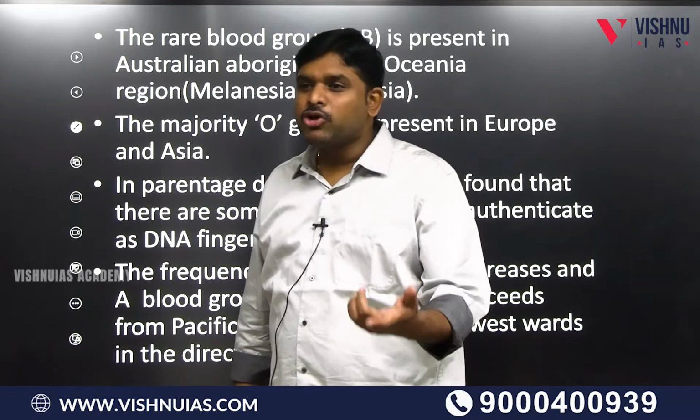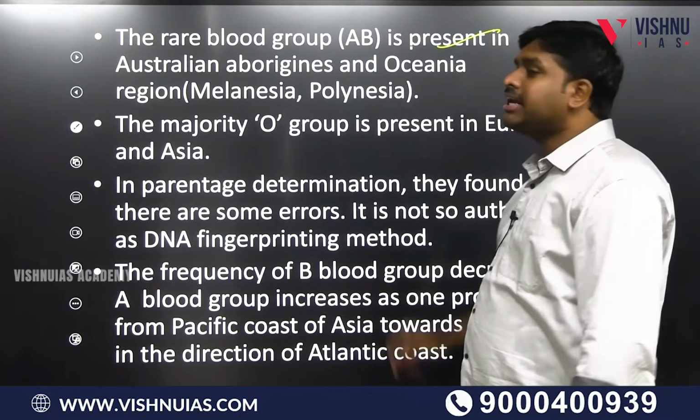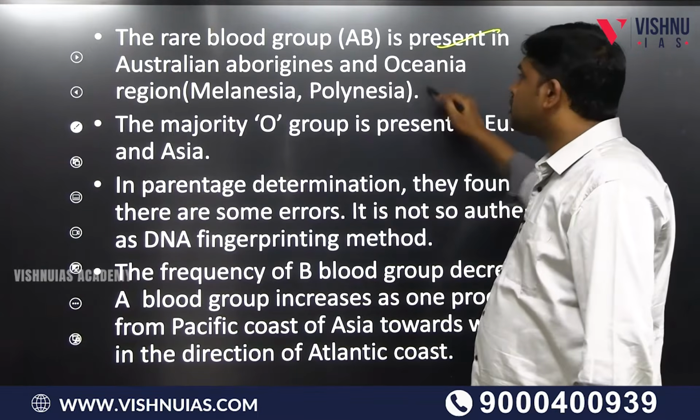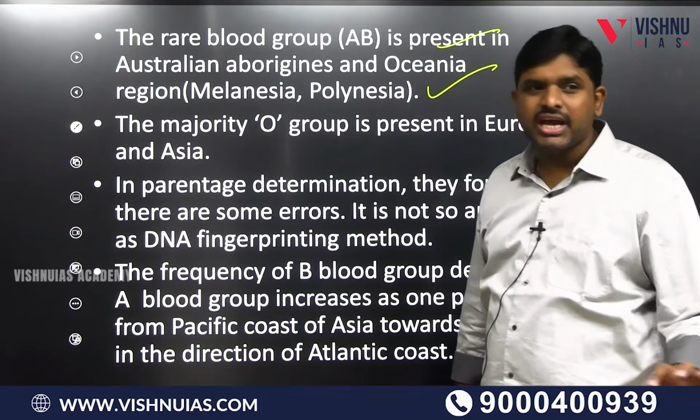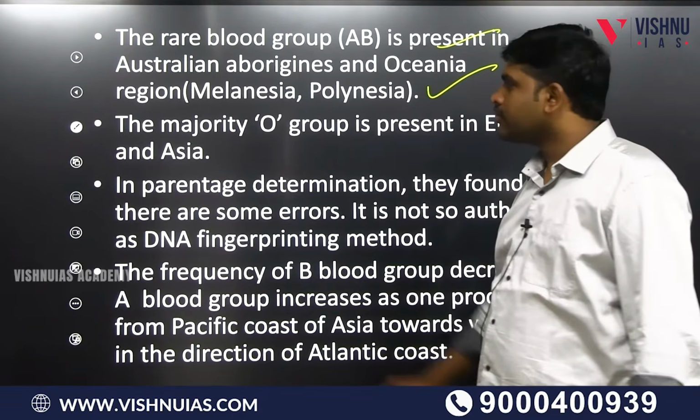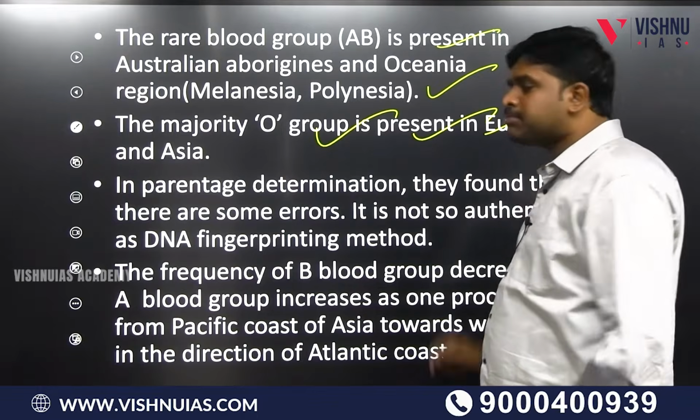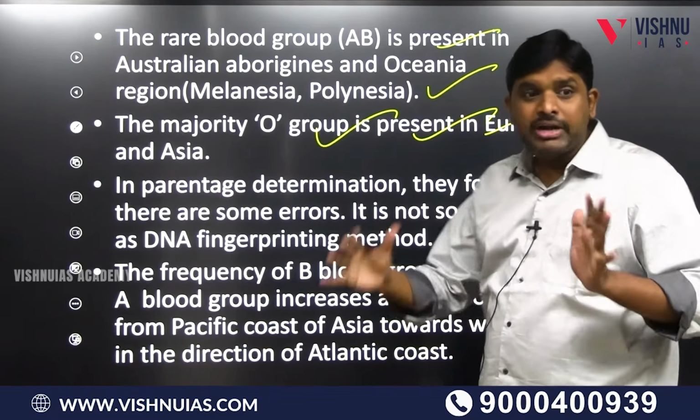AB. The rare blood group AB is present in Australian aborigines and the Oceania region, Melanesia and Polynesia. The majority O blood group is present in Europe and Asia. This is population variation.